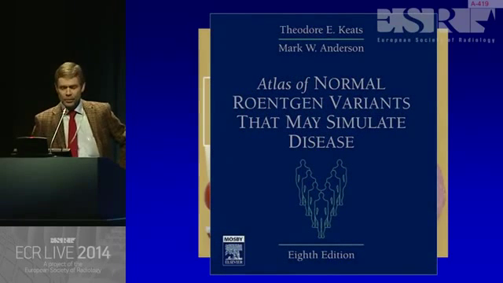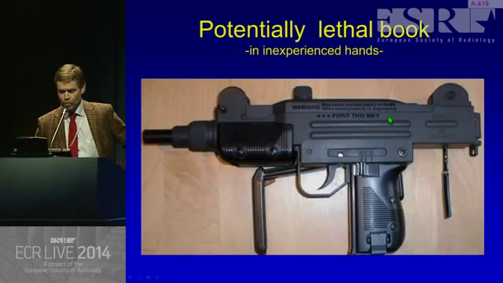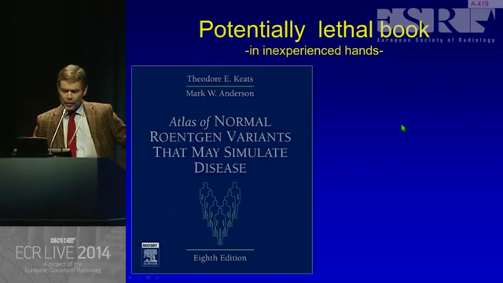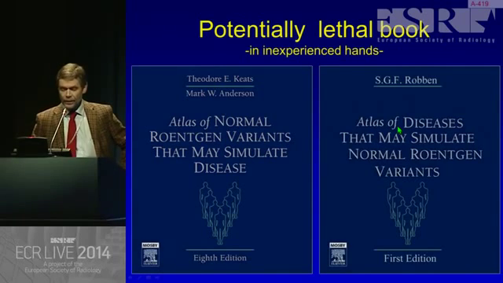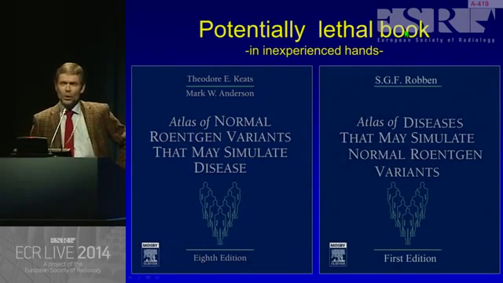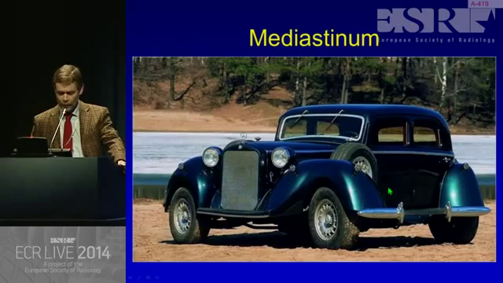That's why they wrote this book, Atlas of Normal Variants That May Simulate Disease. But it's a very dangerous book. It's almost lethal. It's like a weapon, point this way. You really need instructions to use it. Because I can publish the same book with the same content, and it looks like this: Diseases That May Simulate Normal Variants. It's the first edition. It's not for sale yet, but I can advise it to you. So you really should be very cautious using this book. Always buy this book also.